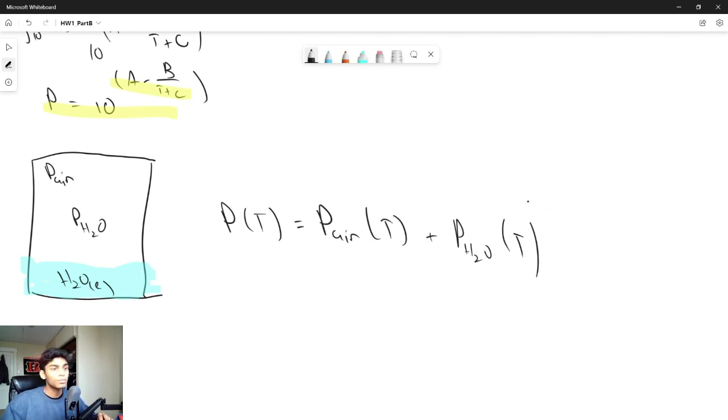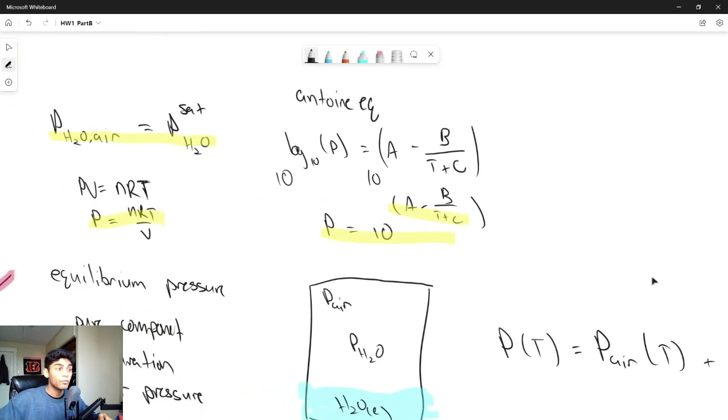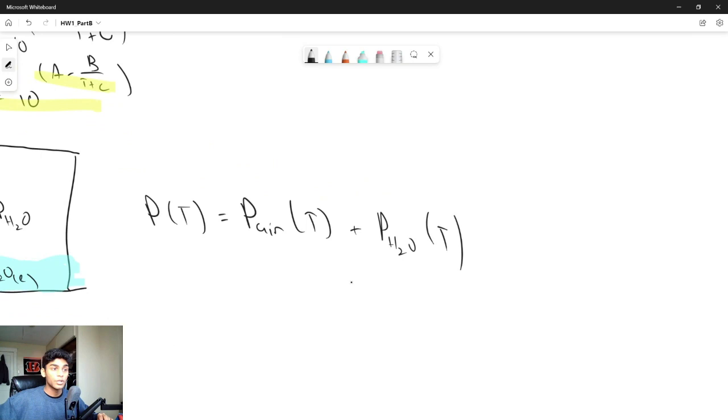So we can start plugging and chugging in some values here. We know from earlier that the partial pressure of water in air is equal to the saturation vapor pressure of water. So let's make that our first substitution here. This is just going to be equal to P sat H2O at the temperature.